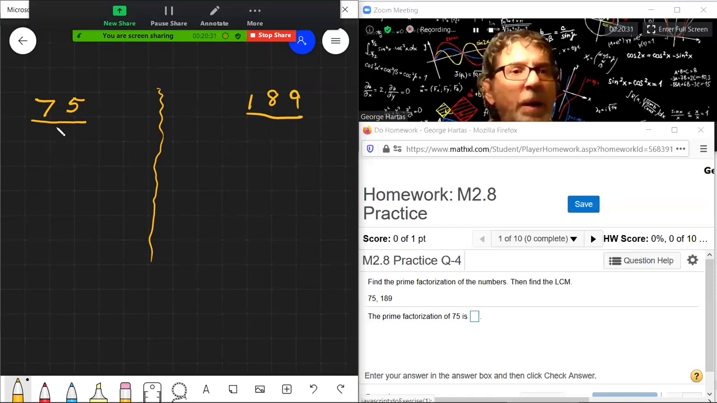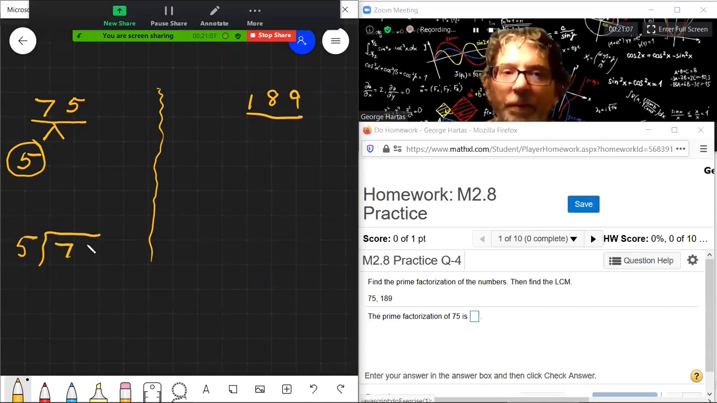Now, we've got to come up with what times what is 75. Now, again, here's where the divisibility rules really come in handy. This ends in 5, so I know 5 divides into it for sure. I know that 5, which is prime, so I'm circling it. 5 times something is 75. I know that for a fact, since this ends in 5 using my divisibility rules. Now, 5 times what is 75? I don't know, but I'm about to find out.